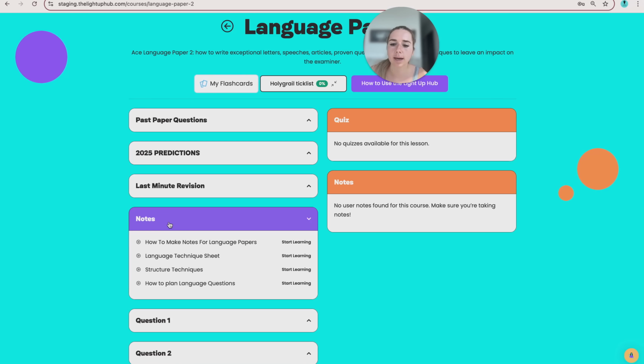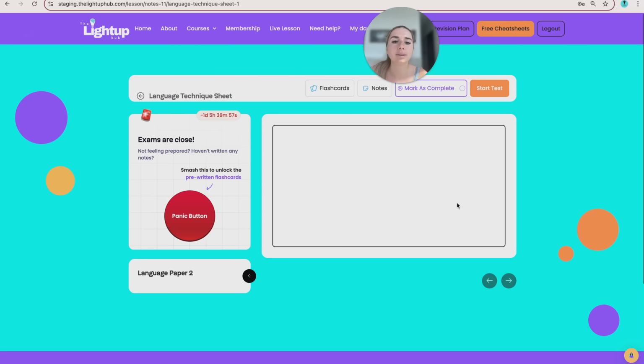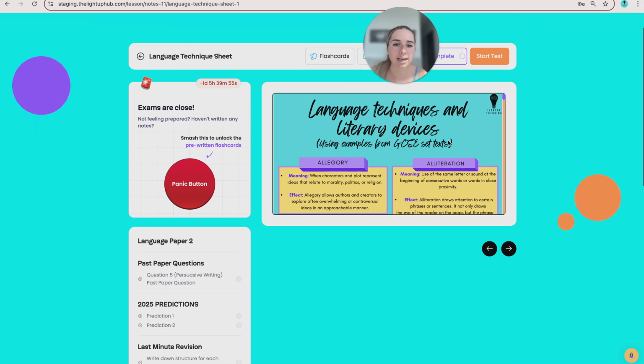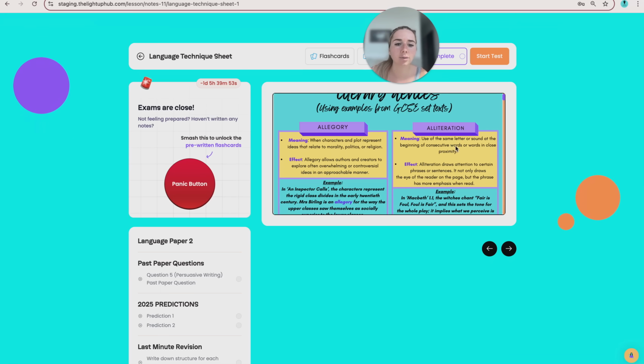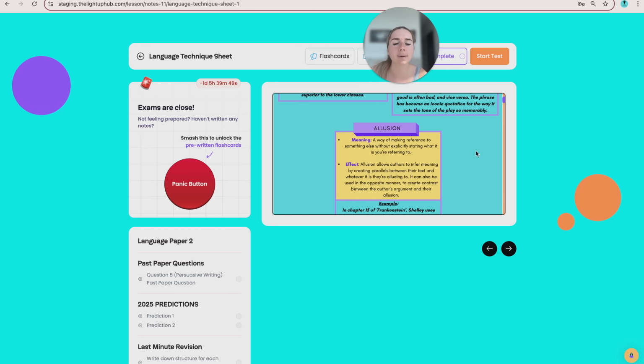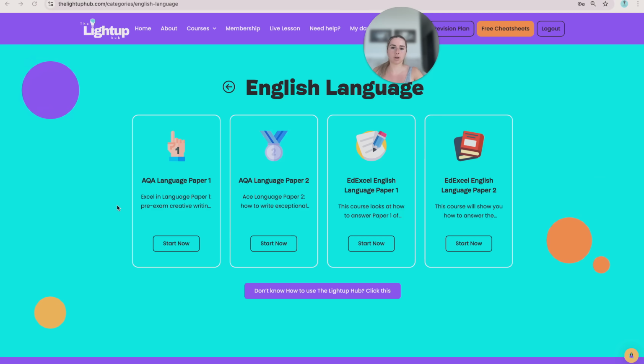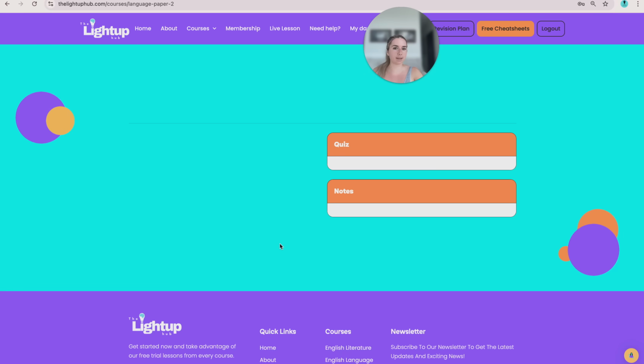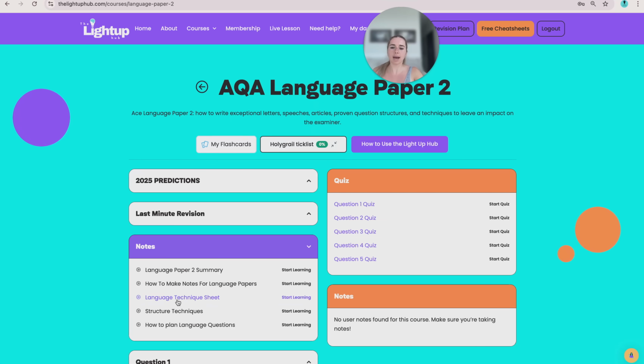So it's really important to know effects of techniques. So for example, on language paper 2, if we go on the language technique sheet, then we'll be able to actually see the effects of each technique. So we can see here, alliteration, the effect of the technique, an example of how to use it. And then you just want to be thinking about, okay, how am I using these techniques? So let's say, for example, we go into language paper 2, because that is what we're doing. And let's go on to the language technique sheet.